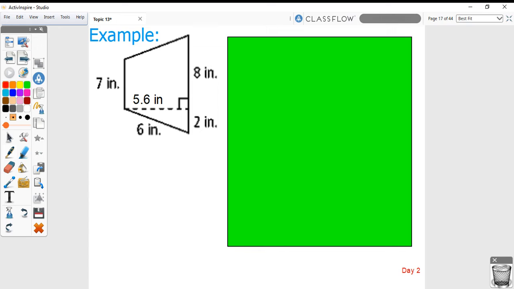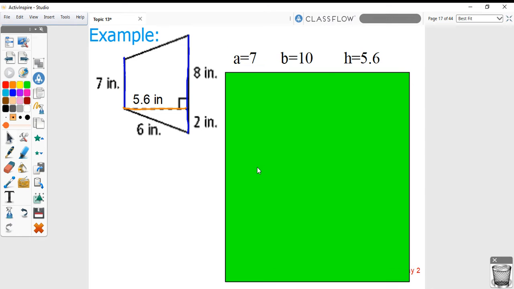As we look at this example, first I'm going to look at the length of our two bases. I'll outline those in blue. There's one of the bases right there, 7. The other base is going to be 10. The other thing that we need is the height. So when we're finding the area of a trapezoid, we need 3 things: those two bases, the two lines that I drew in blue, and the height. All we have to do is plug those things in.